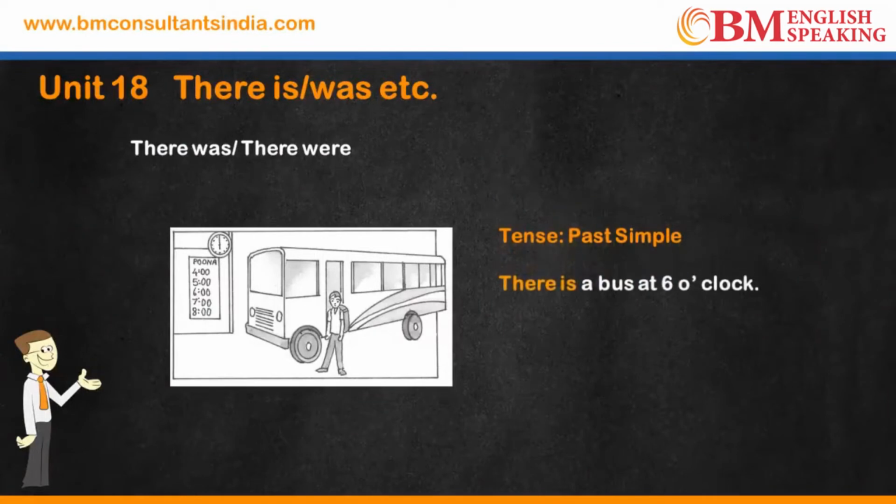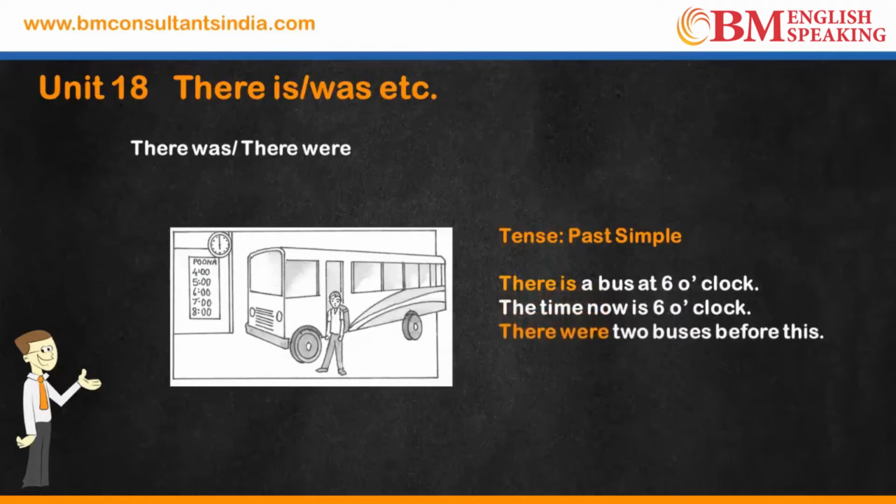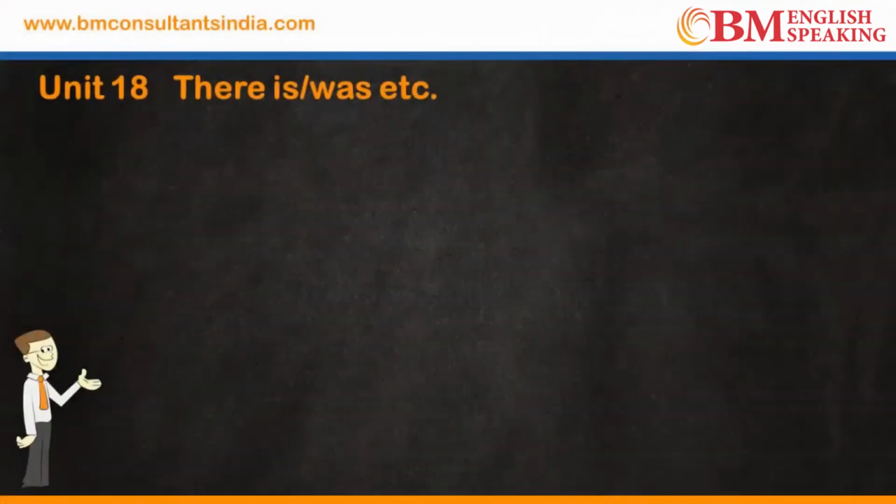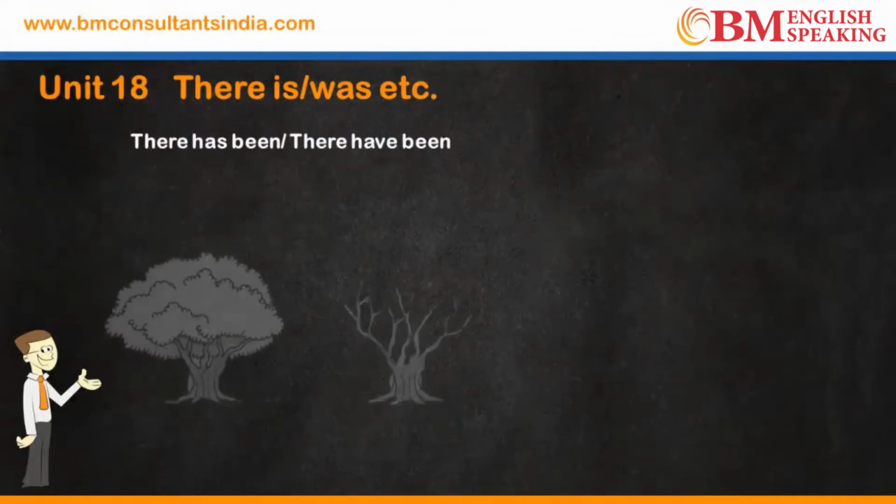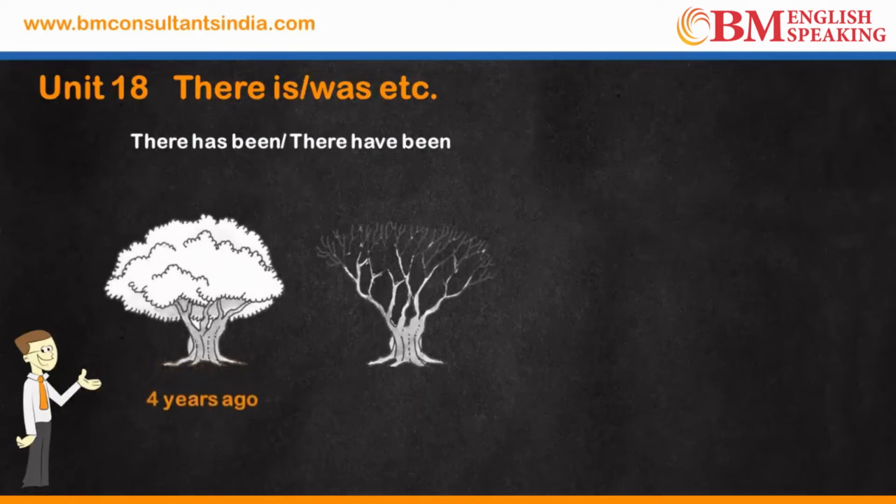There is a bus at 6 o'clock. The time now is 6 o'clock. There were 2 buses before this. There was a bus at 5 o'clock. There has been, there have been. 4 years ago and now.